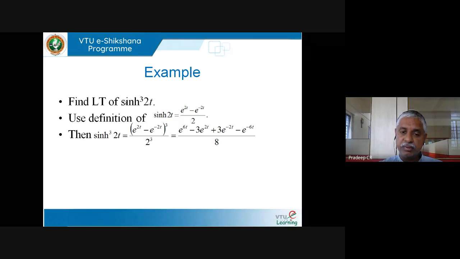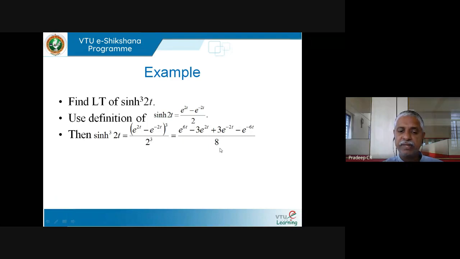So e power 2t whole cube will be e power 6t, and 3a square b. So minus 3 I have written. Then a square is e to the power of 4t into e power minus 2t, so I have e power 2t, and similarly plus 3ab square. So 3a is e power 2t, b square is e power minus 4t, so I have e power minus 2t, so plus 3 e power minus 2t, minus e power minus 2t whole cube, which is e power minus 6t, divided by 8.